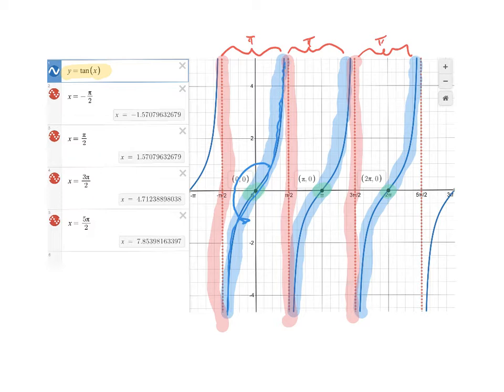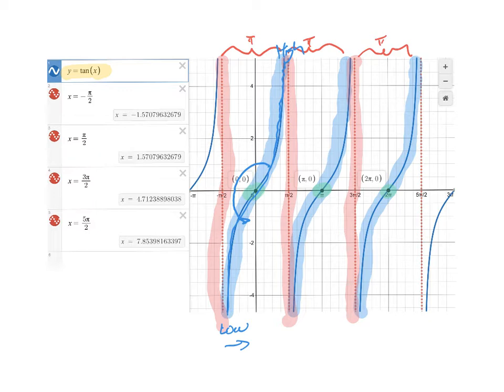The other thing I want you to notice about the tangent function is that wherever these asymptotes are, on the left it starts low and moves to the right where it ends up being high. So we go low to high for a tangent function. That's going to be important because later when we study the cotangent function, we're going to see that it goes high to low.